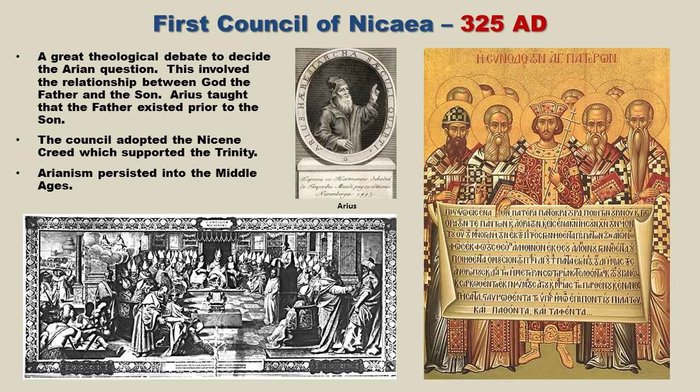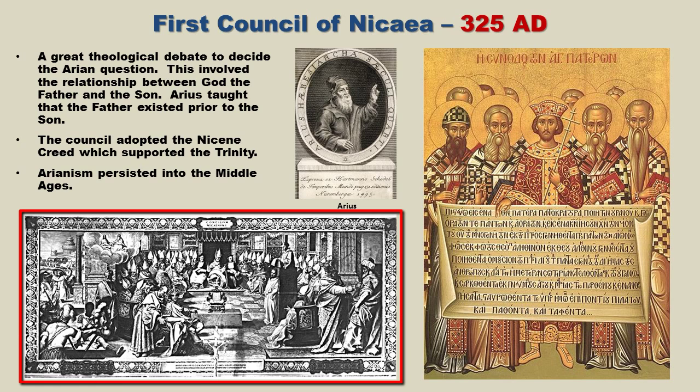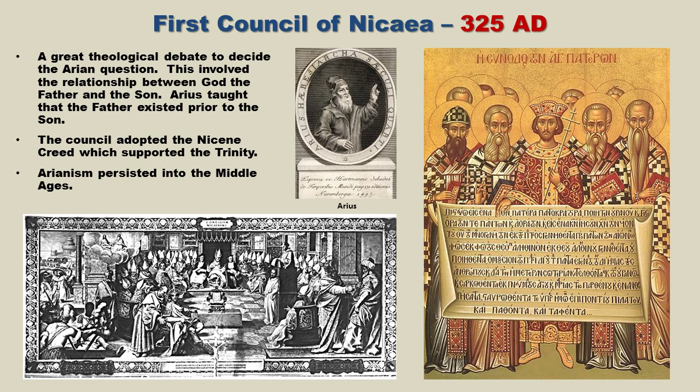Now, about 10 years later, Emperor Constantine convened the First Council of Nicaea, and this was to decide a great theological debate that occurred in the early Christian church, and this involved the Arian question. Arianism was taught by Arius, and this involved the relationship between God the Father and Jesus as the Son of God. Now, Arianism taught that God the Father and Jesus Christ as the Son of God were separate entities. And Arius further asserted that Jesus as the Son of God was a subordinate entity to God the Father. And so the key point here is that they are separate entities.